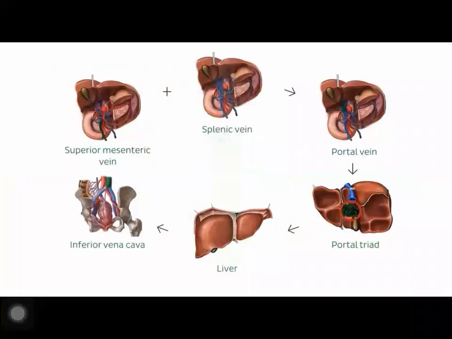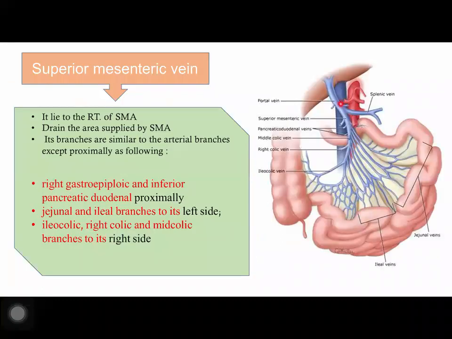The superior mesenteric vein is located to the right of the superior mesenteric artery and drains the same area supplied by the superior mesenteric artery, with the same branches except proximally, where it has the right gastroepiploic and inferior pancreaticoduodenal veins. To the left, the jejunal vein and ileal vein. To the right, the ileocolic vein, right colic vein, and mid-colic vein.